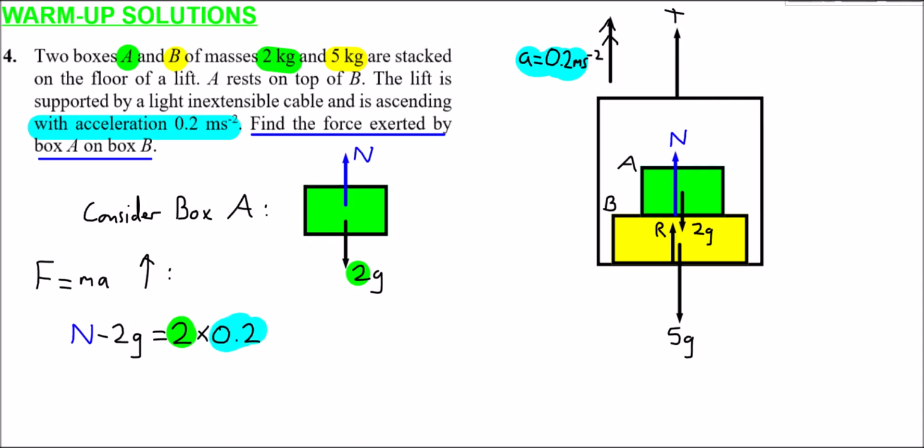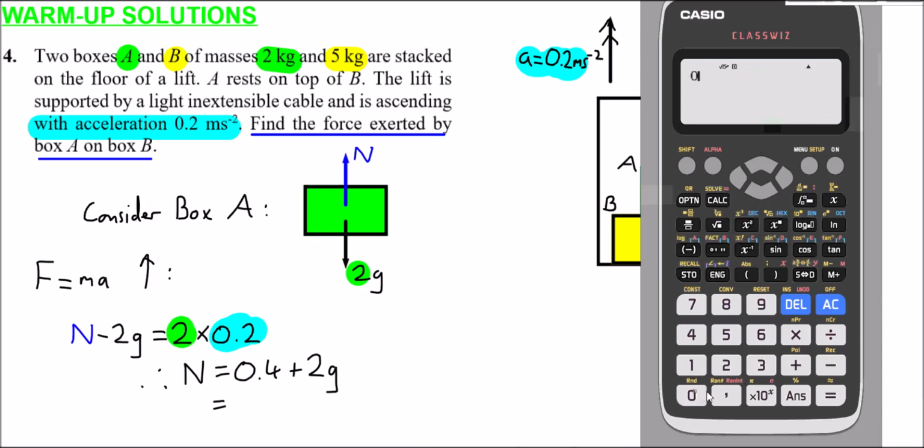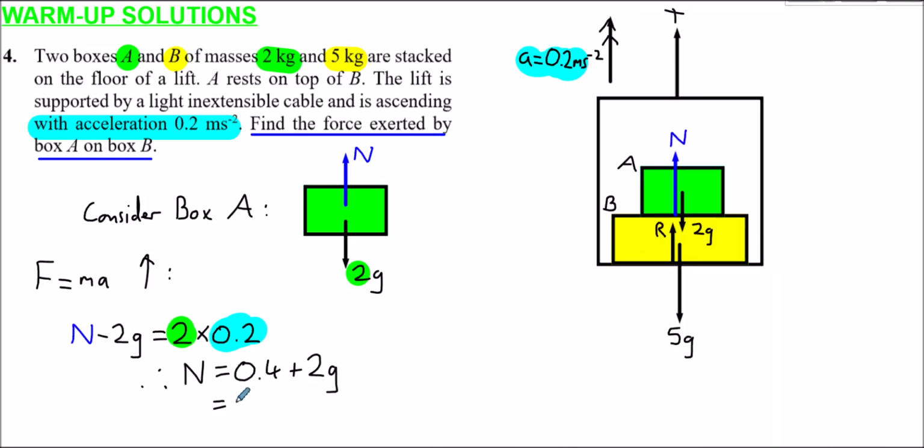So now, with a bit of rearrangement, we can work out what N is. So therefore, N will be 2 multiplied by 0.2, so that's going to be 0.4 essentially, plus 2g, 0.4 plus 2g gives us exactly 20 newtons. And so that's a warm-up done. They took a bit longer than usual, but that should hopefully prepare us for what's in store now.